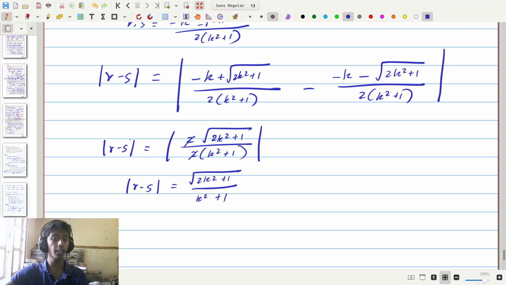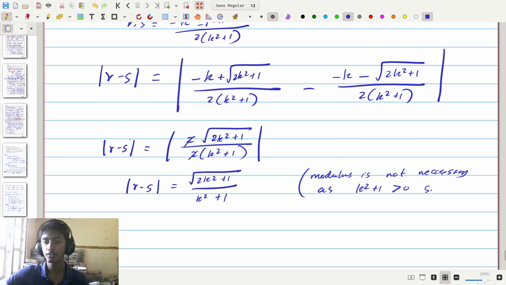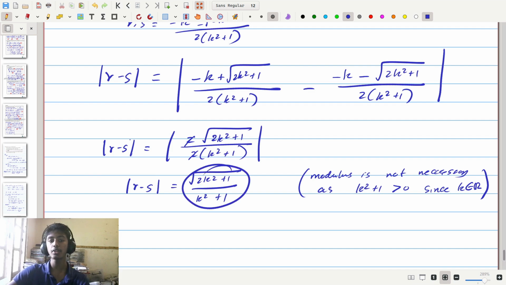Now we need to make an argument on why we remove the modulus. We need to say something like the modulus is, let's say, not necessary as k squared plus 1 is greater than 0, since k is an element of the real numbers. Once again, that's enough argument to say that k squared plus 1 is always going to be positive. So therefore, if you take this whole value, the modulus of that value is the same as the value.